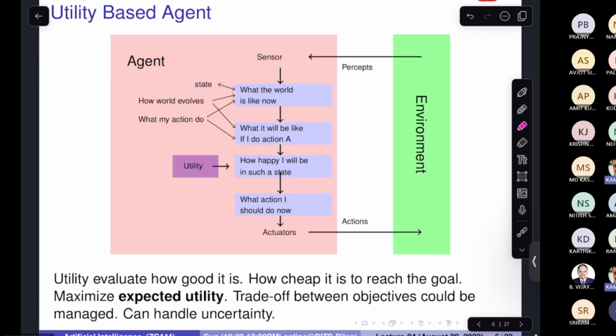Next is the utility-based agent. That is the ultimate goal that we wanted to make. Here I'm going to provide a utility to the system. What is the utility? Utility again is towards the environment: how happy I would be in such a state. So I means the environment. How happy I will be in such a state.